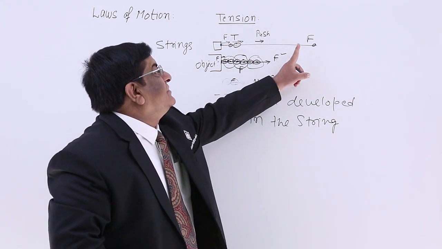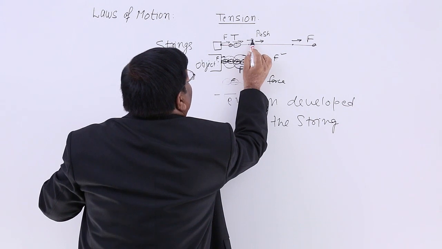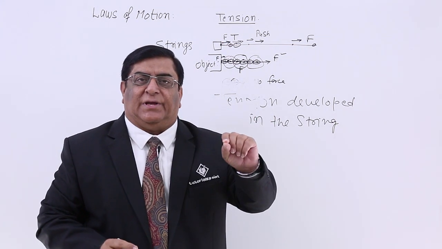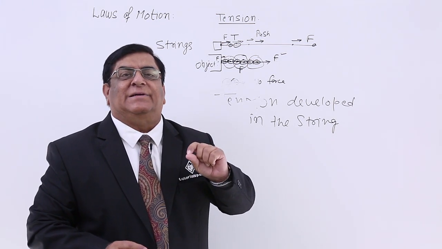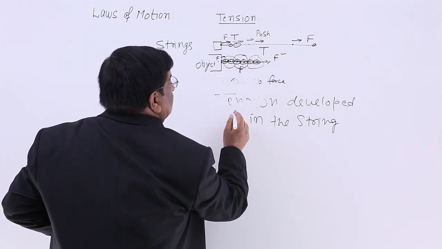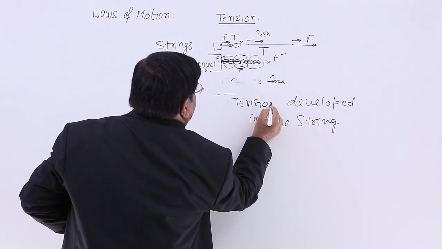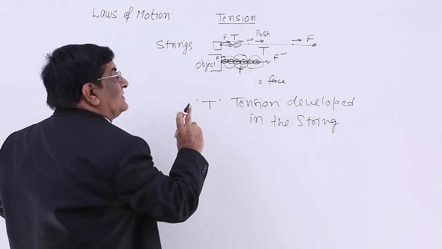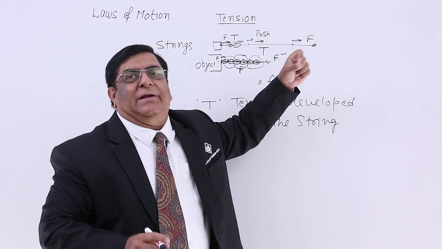Now at every point the force between two molecules is F, and I call it tension. So how much is tension here? Answer F. How much is tension here? F. How much is tension here? F. But because it is in the string, because it is between the two molecules, we give it a separate name, and that name is tension. We give it a symbol, and that symbol is T. So this is tension developed in the string, and we call it T. So tension is the force developed in a string whenever there is a net force applied on it.